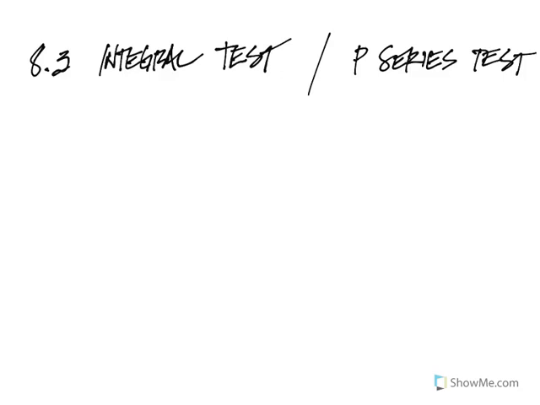Today we're going to do section 8.3, and we're going to look at two additional tests to determine whether a series converges or diverges. Remember, in section 8.2, we started off with the first three tests, that is the telescoping series test, the nth term test for divergence, and then the geometric series test. So again, these are the next two. We're going to start off by talking about the integral test.